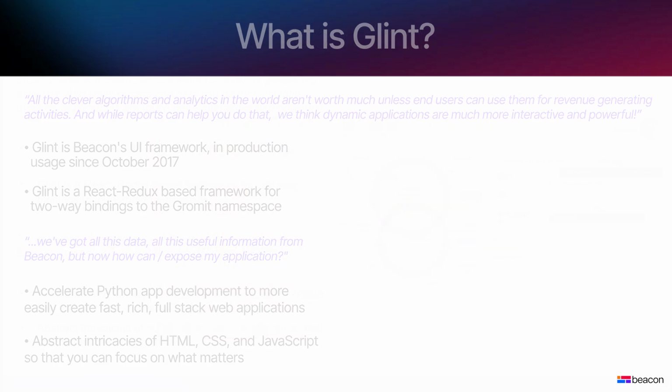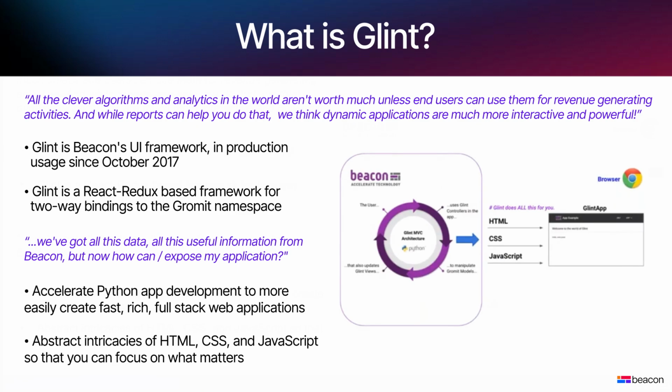So jumping back a little bit more high level, what is Glint exactly? We saw this slide a little bit earlier. I want to just go over some of the information here. Glint is Beacon's UI framework in production usage since October 2017. For those of you familiar with React, the JavaScript library, Glint is a React Redux-based framework for bindings to Beacon's grommet namespace, something that Iris alluded to earlier, meaning it's how your server-side models can hydrate and sync data with the front end based on views you declare from the backend. We'll come back to this concept in a couple of different ways throughout my presentation, so please allow me to put a pin in that for now.